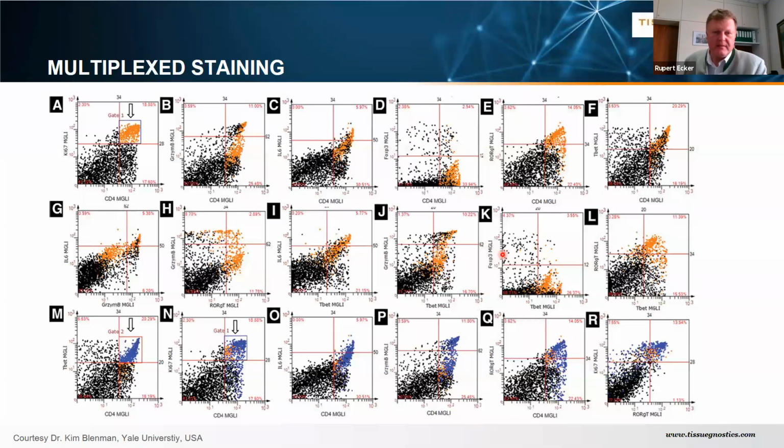And what you get, you see here, different marker combinations shown. It looks like one of these famous multicolor flow cytometry samples, but it's not flow cytometry, it's tissue cytometry. Again, each dot that you see here comes from a tissue section.